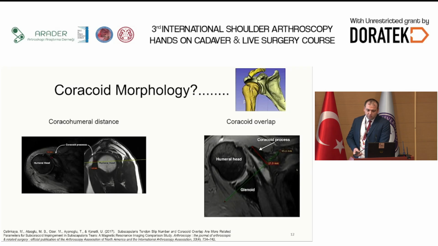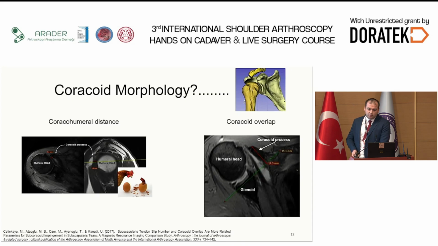So there is a problem with the coracoid morphology, but we don't know exactly what it is. According to another study of our team, there is no difference in terms of coracohumeral distance in subscapularis patients and the ones without subscapularis tears. Also, some authors say that firstly the tear occurs and then the humeral migration occurs. So we don't know which one is first. So it's again like a chicken-and-egg problem.